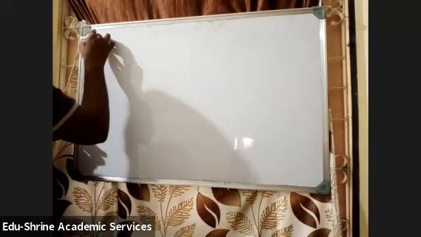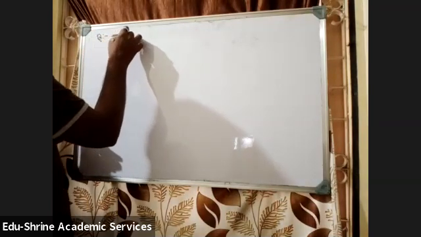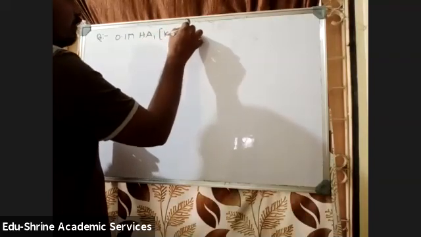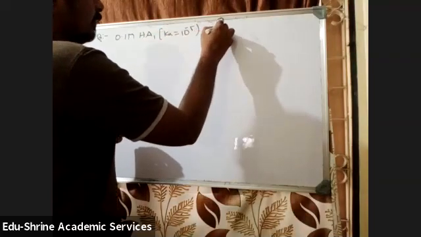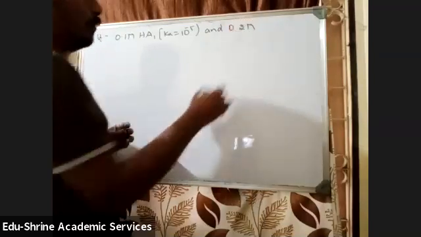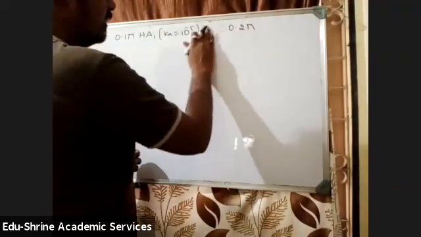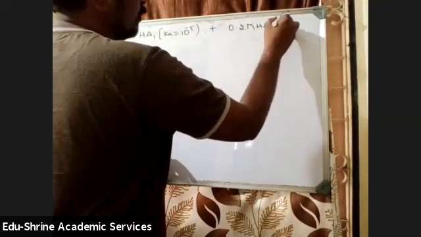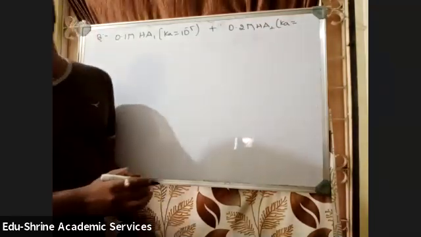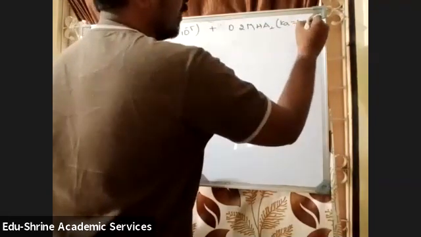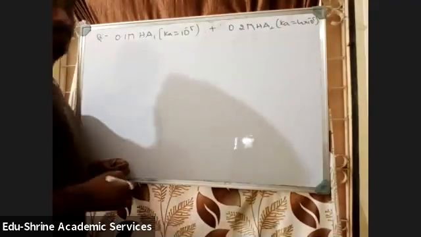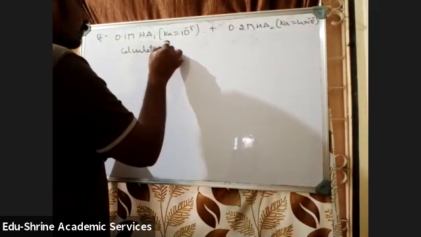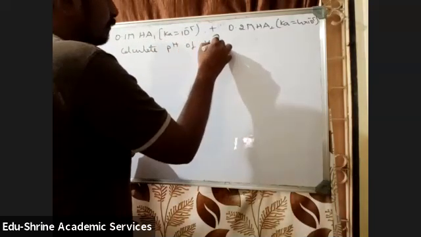The question is: 0.1 molar HA1 whose Ka value is 10 power minus 5, and 0.2 molar HA2 whose Ka value is 4 into 10 power minus 5. That means you are mixing two solutions. Calculate the pH of the solution.